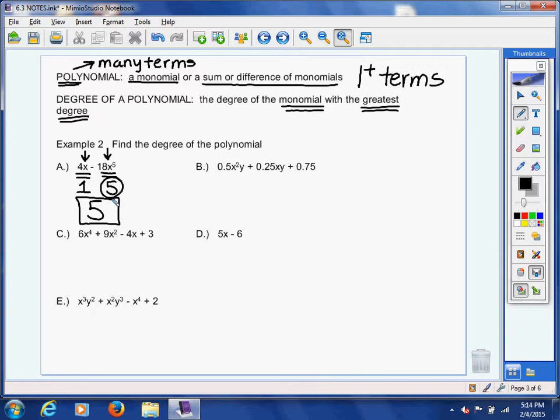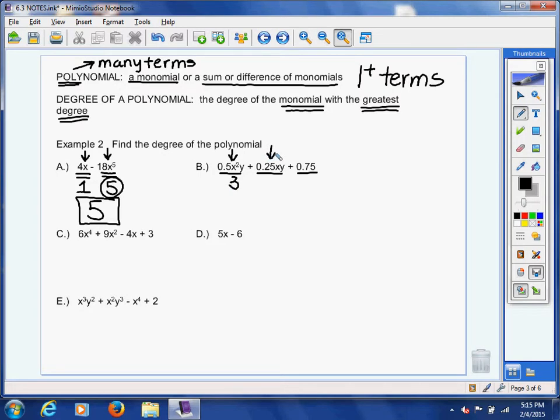All right, let's move over here to B. Do you see 3 terms here? I do too. They're separated by addition signs, so that's how I know they're 3 separate terms. Let's first focus on the first monomial, 0.5 x squared y. Remember, to find the degree, focus in on the variables, x squared y. Add up those two exponents. That's a 3, because 2 on the x and 1 on the y, those exponents add up to be 3.